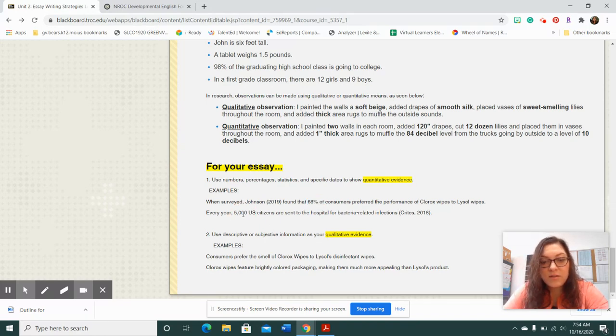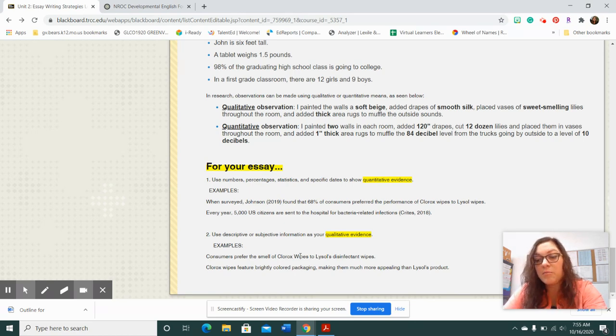Every year, 5,000 US citizens are sent to the hospital for bacteria-related infections. I made that up. I've also made this up. It's just an example. But that could go with backing up why the Clorox wipes are important. And then qualitative examples would have been consumers prefer the smell of Clorox wipes to Lysol disinfectant wipes.